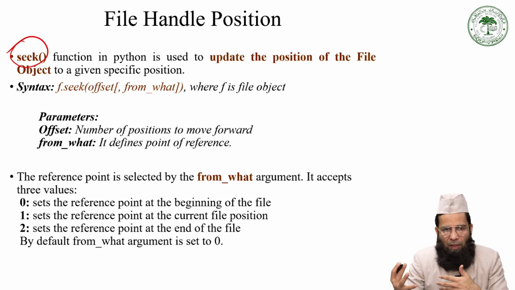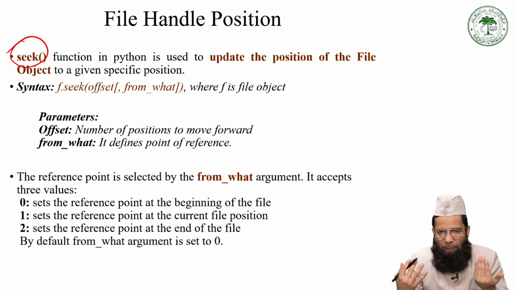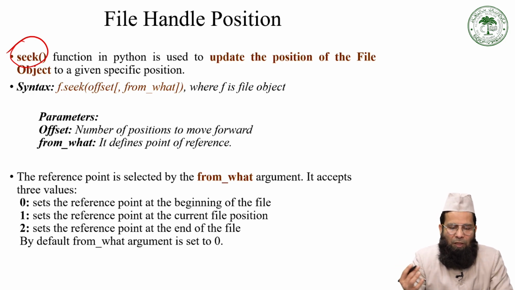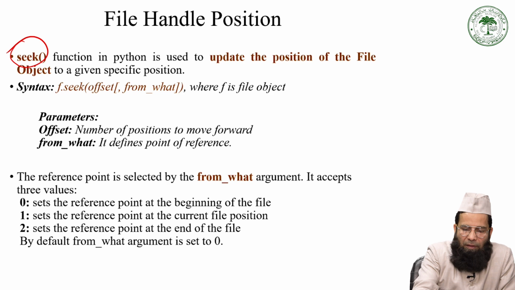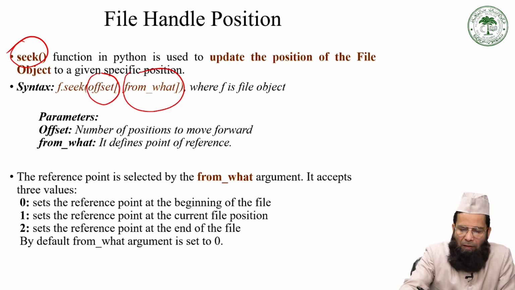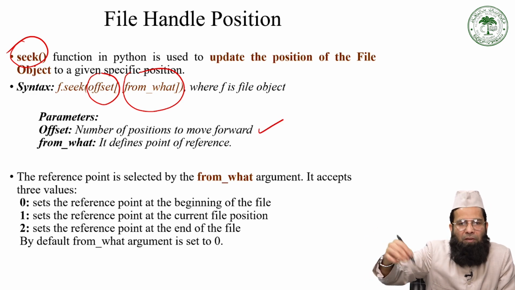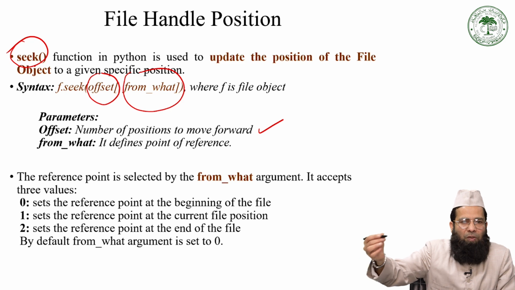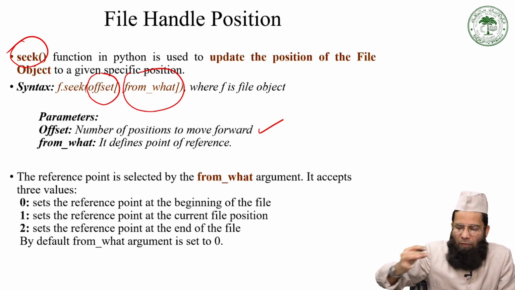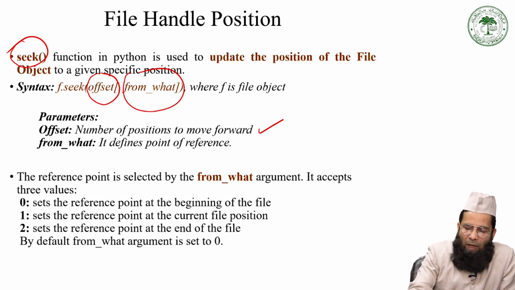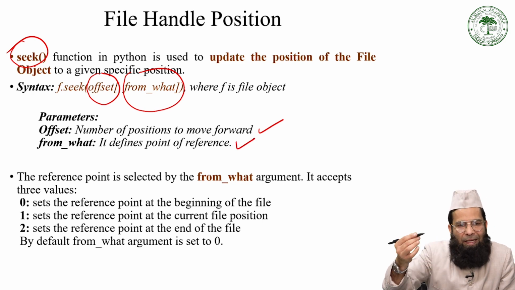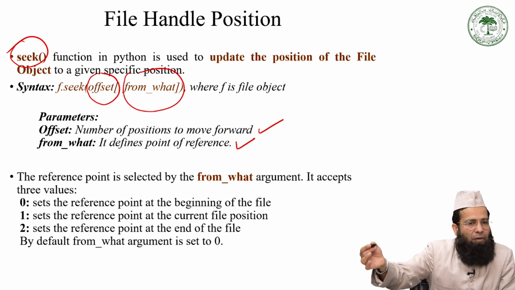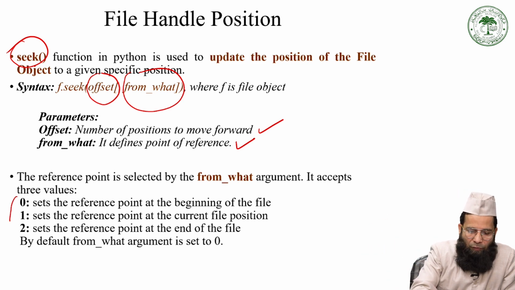You can update your file pointer. So how to update your file pointer? It needs an offset, and there is an optional parameter, that is from what. Offset is the number of positions to move forward, let's say 10 positions, 20 positions, and so on. So it moves in the form of offset. And from what defines the point of reference: from where you want to move, from the beginning, from the current file position, or from the end of the file. So these are the possible values of from what.